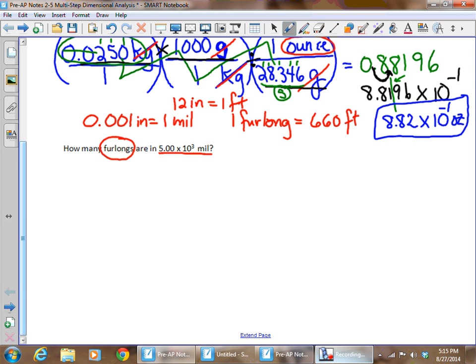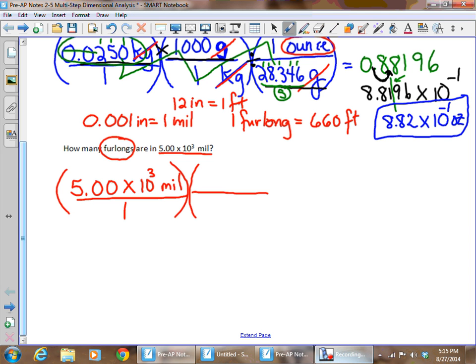So let's start the problem like we always do. We know there are 5.00 times 10 to the third mils. That's what we underlined. We know that has to go over 1 in parentheses. Whatever we underlined in the problem must go over 1 and in parentheses to start the problem.